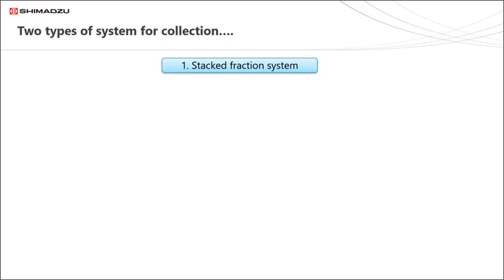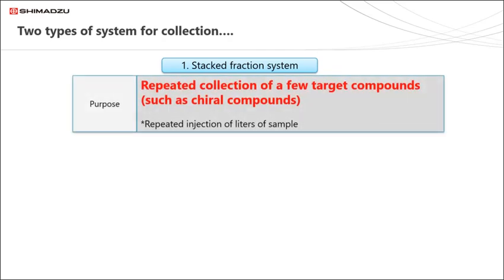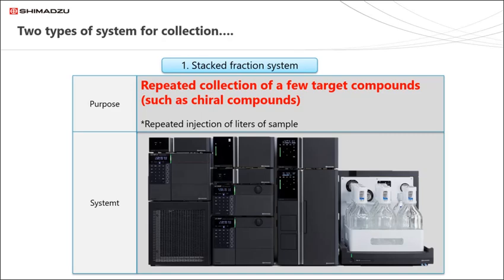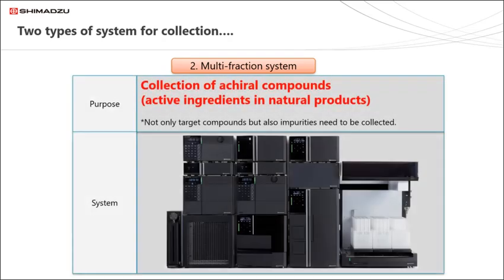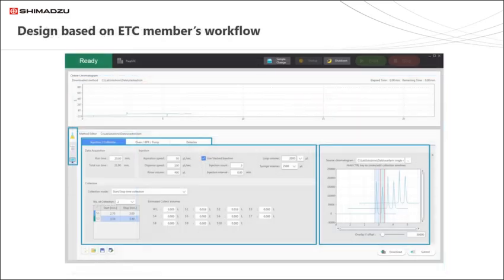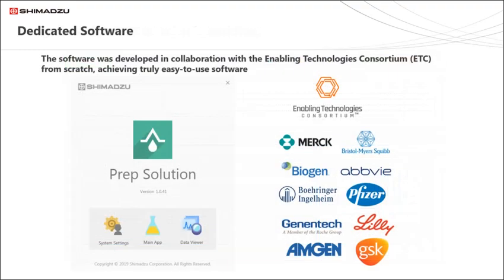Two configurations are available. One for stacking fractions, aimed at repeated fractionation of a few target compounds, such as chiral compounds. And one for multi-fractions, best used for collection of achiral compounds and active ingredients in natural products. The software was designed with the collaboration of the Enabling Technologies Consortium, ETC, to be compatible with their members' workflow.